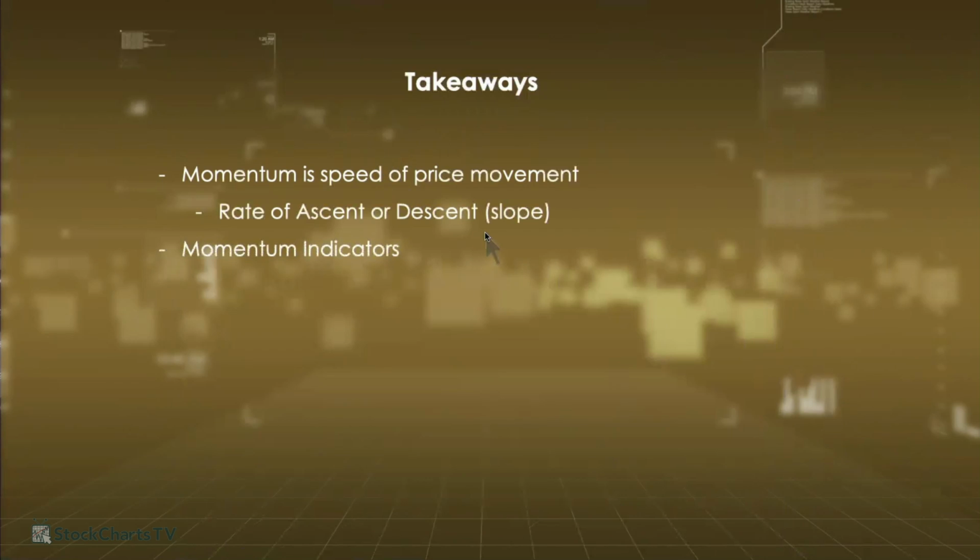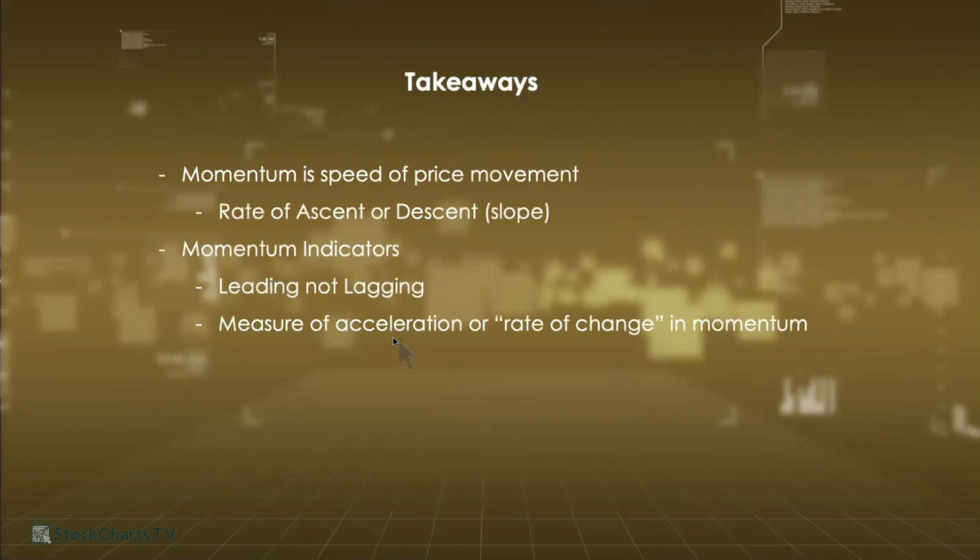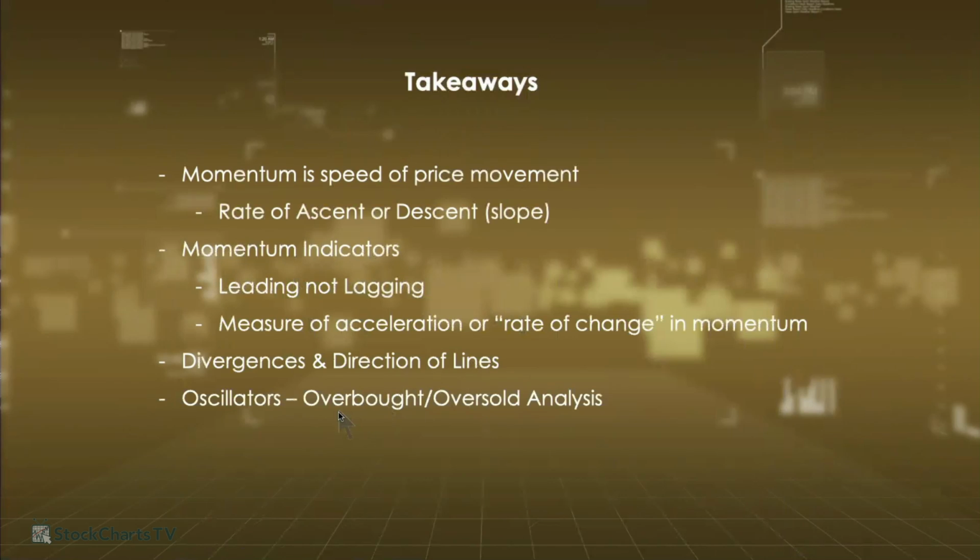So the slope is what momentum is. Momentum indicators we went over, typically leading, not lagging. They measure acceleration or rate of change in momentum. That's what you're looking at as far as what a momentum indicator does. We look at divergences and the direction of those lines, especially with the stochastics. Oscillators, we can use overbought, oversold analysis. We can't do this on the MACD. But all the other ones that I showed you, they oscillate and they have a range.